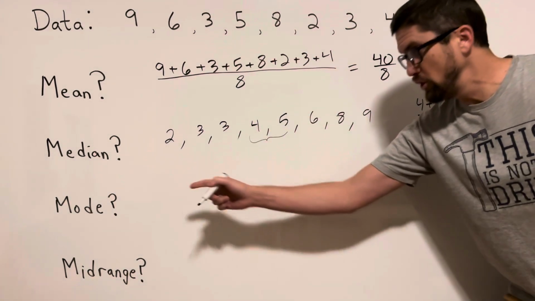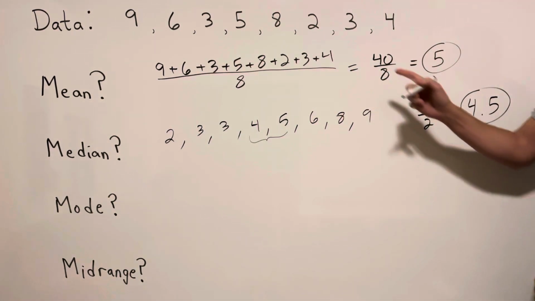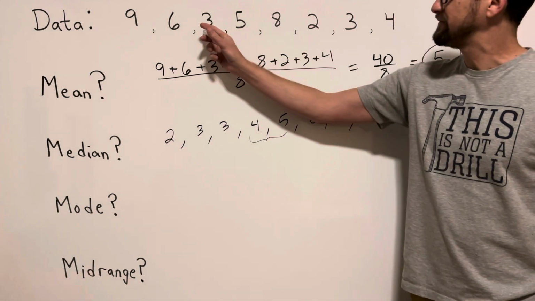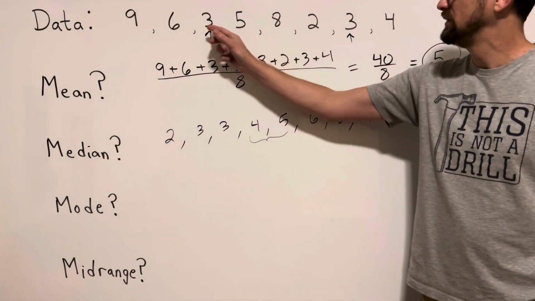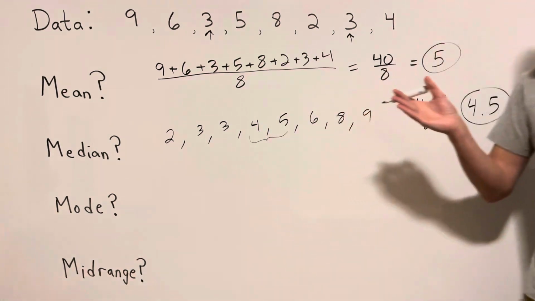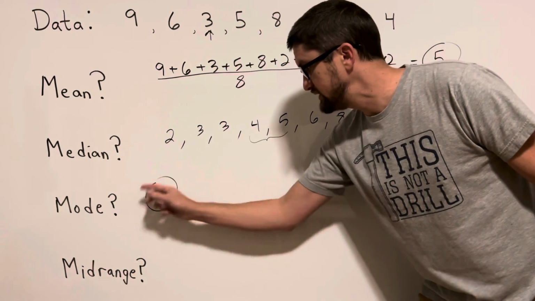All right, now the mode, that's the data value that occurs the most. If you look at the data values here, we have two 3s. Every other data value only occurs once. So the mode here is simply going to be 3.